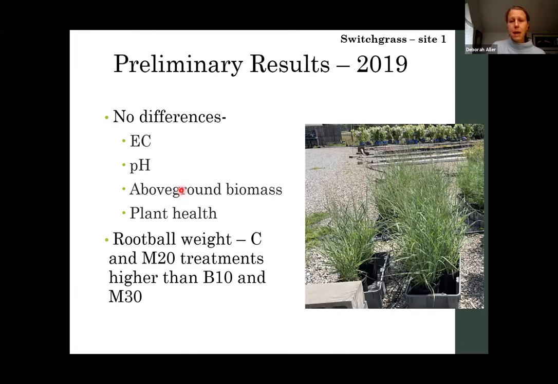Once again, we're not seeing any statistical differences between some basic properties of EC, pH. We have no differences in biomass, unlike what Neil was seeing with some of his plants. And plant health, all plants were looking very healthy in the first season. This might have to do just with the age of the plants. And here we're talking about switchgrass again. We did see very small differences in some of the dry weight of the root ball at the end of the season when we destructively sampled.